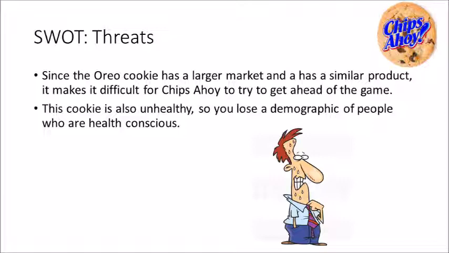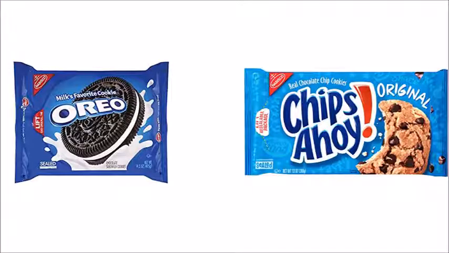Since the Oreo cookie has a larger market and has a similar product, it makes it difficult for Chips Ahoy to try to get ahead of the game. This cookie is also unhealthy, so you might lose the demographic of people who are health conscious. It is quite interesting to see how items from the same company, that company being Nabisco, can vary on so many levels.